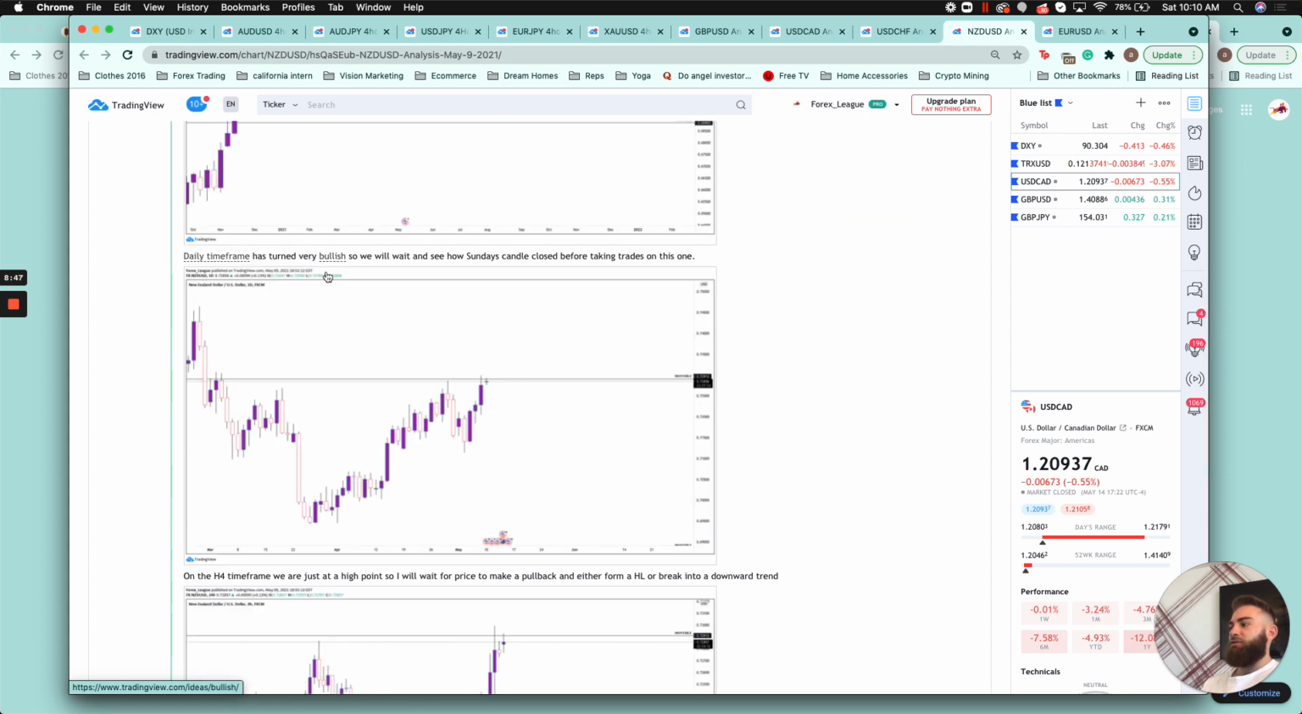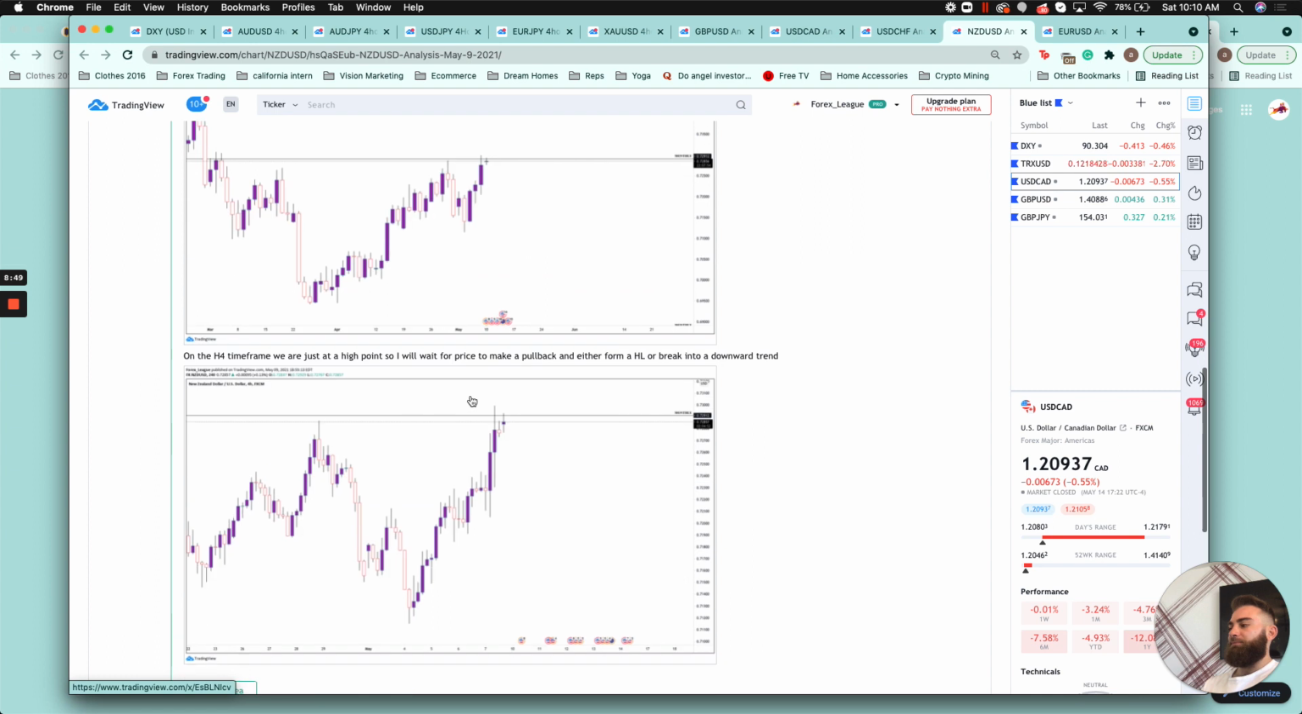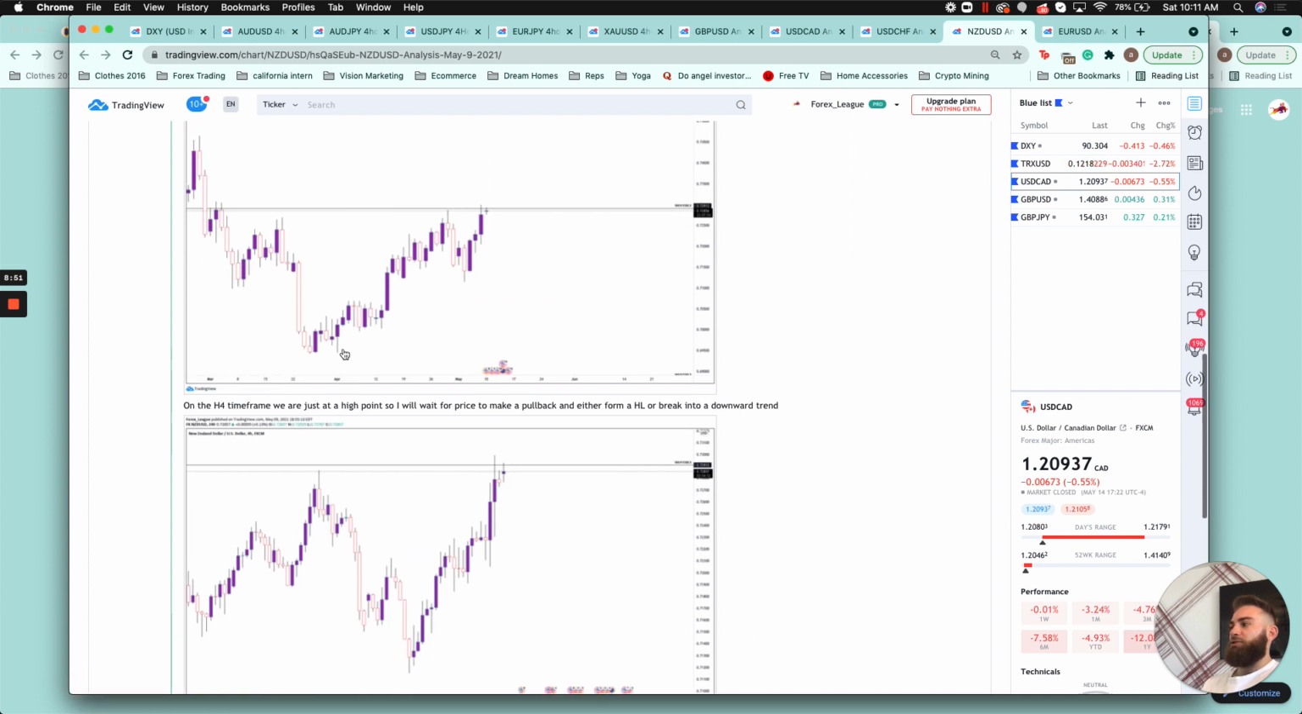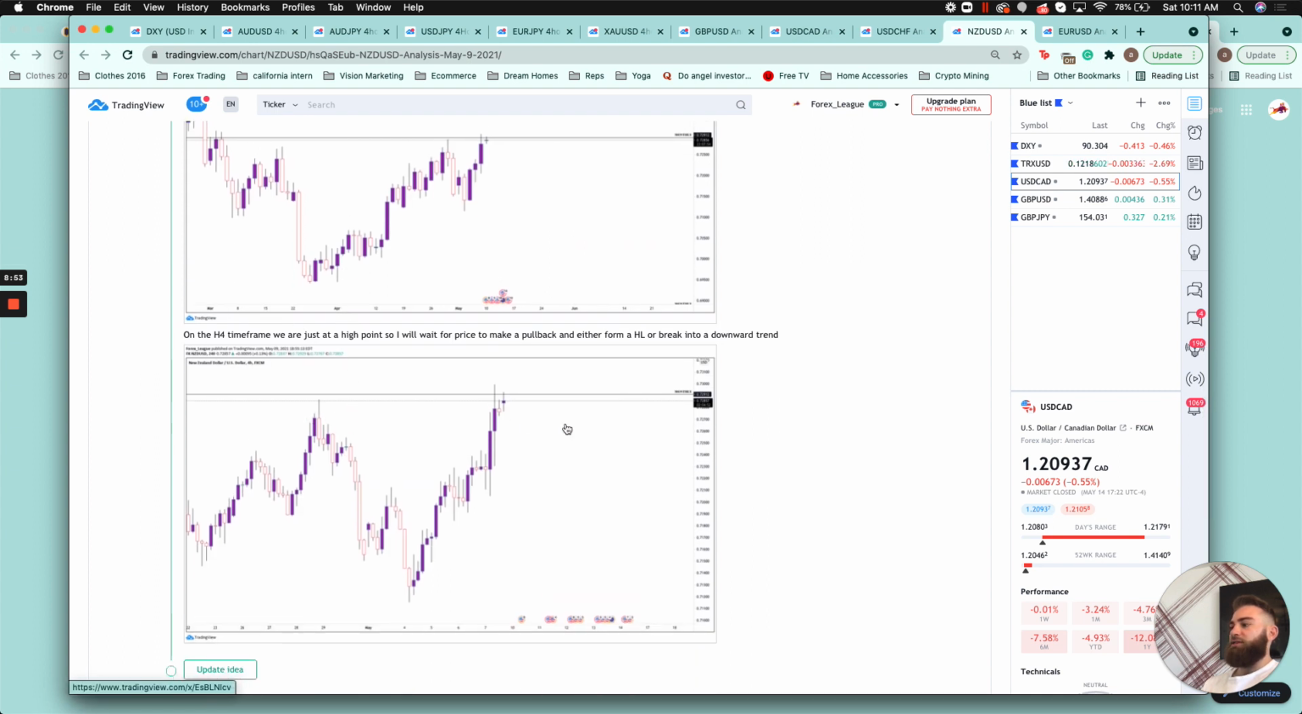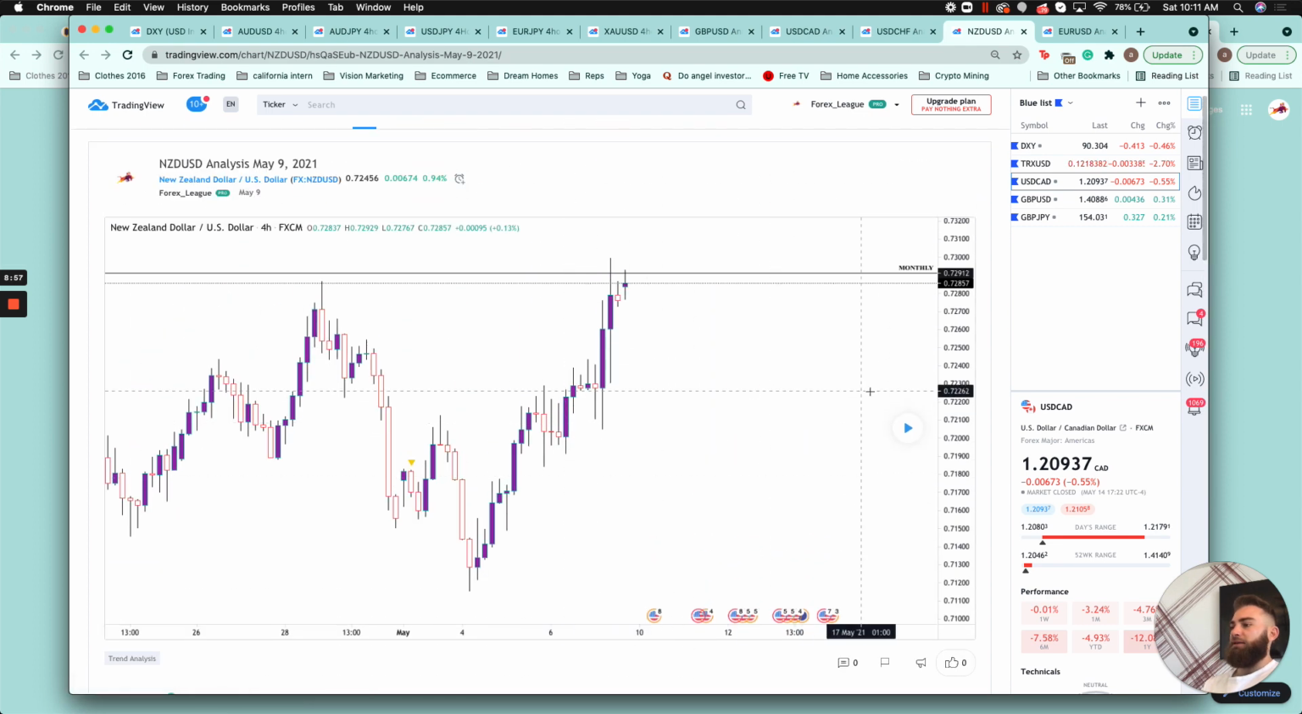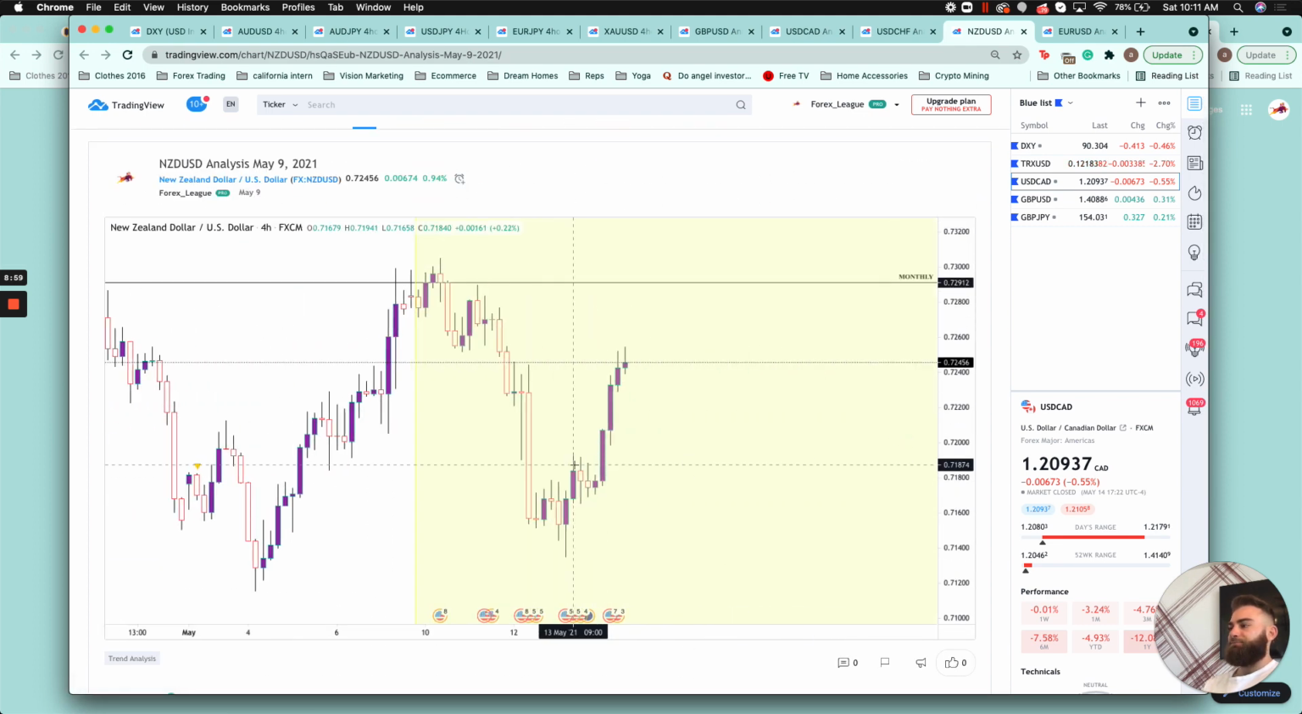Daily time frame, we have turned bullish, so we started to turn up. And then 4-hour time frame, we were just at a previous high point, retesting that level, and we need to see some sort of pullback before doing anything on this one. So let's see how it played out.